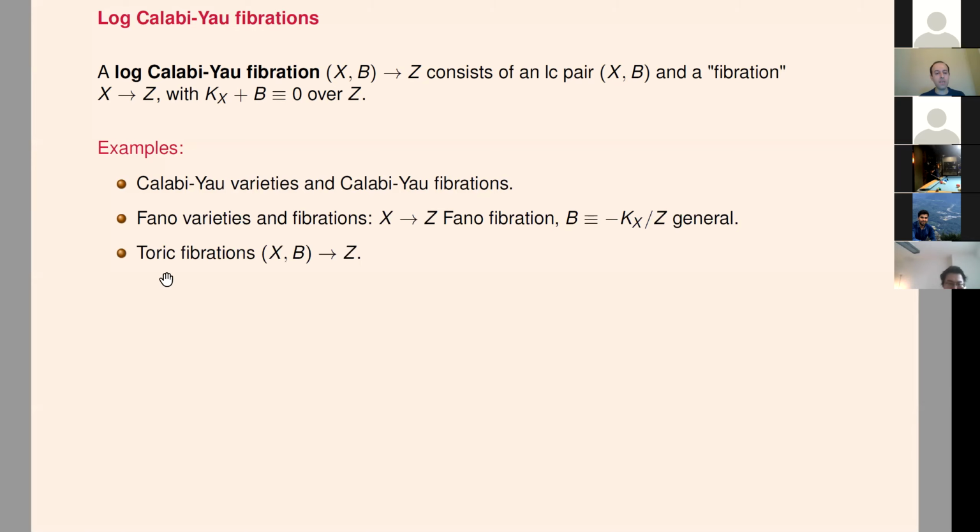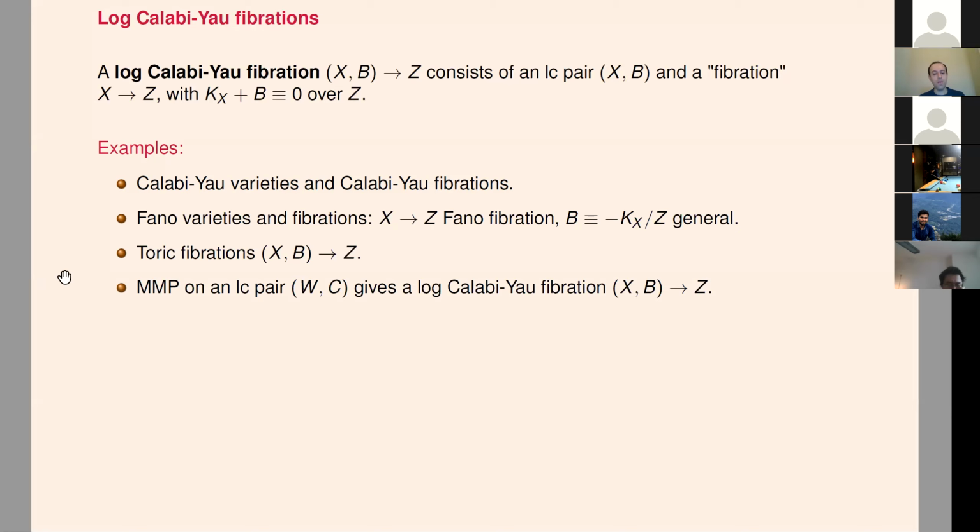Another example is that if you have a toric pair, so here X itself is a toric variety, B is the sum of the invariant divisors, and if you have a toric map to another toric variety, then this is automatically a log Calabi-Yau fibration because K plus B is always trivial in a numerical sense.